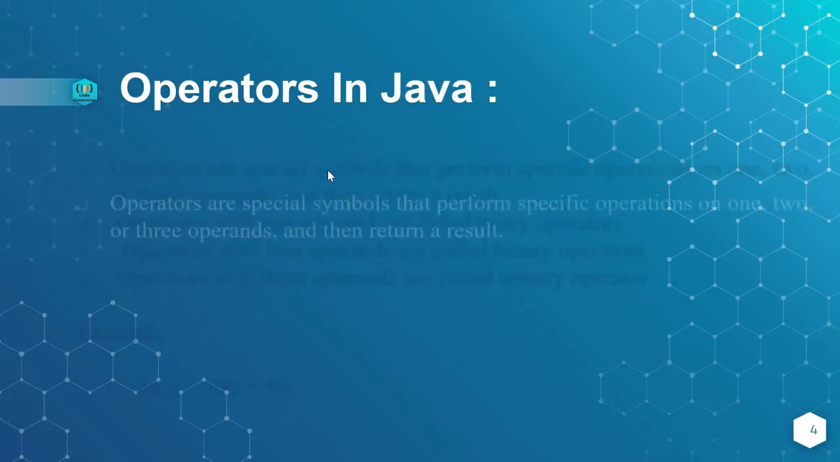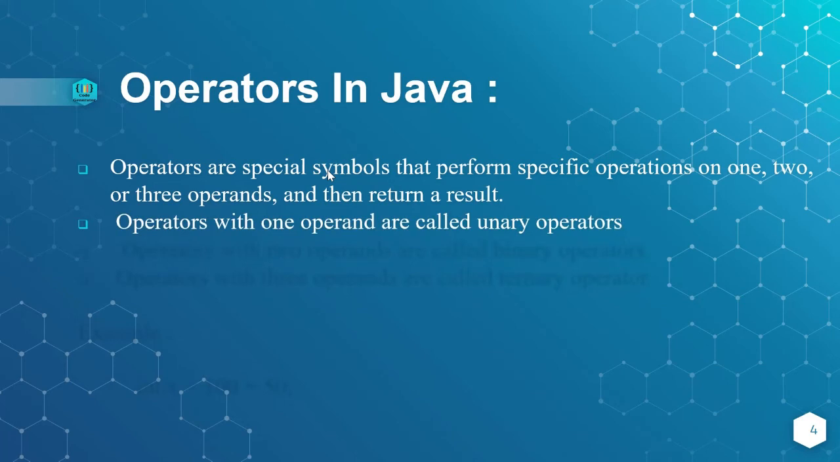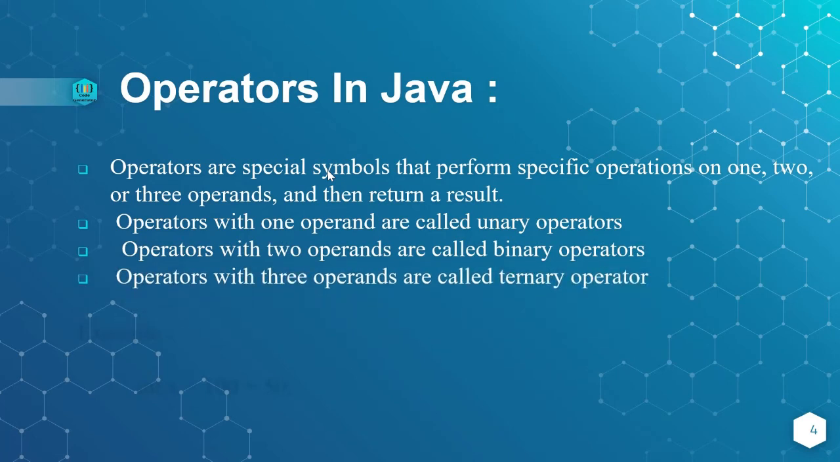Okay. Operators. Operators are special symbols that perform specific operations on one, two, or three operands and then return a result. Operators with one operand are called unary operators. Operators with two operands are called binary operators, and operators with three operands are called ternary operators. So here plus is an operator and 1 and 50 are the operands.